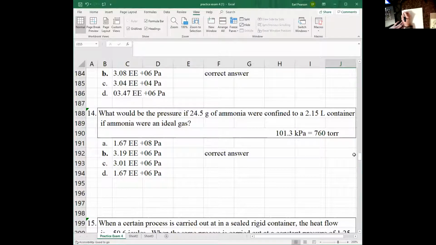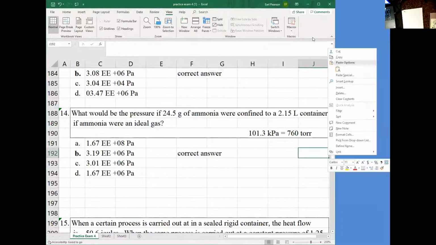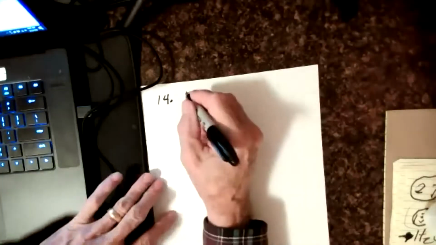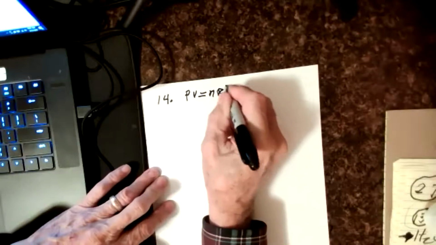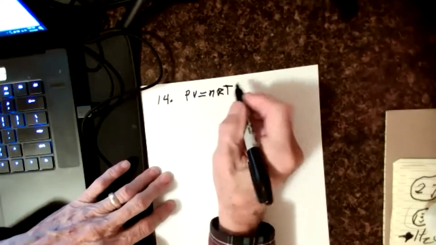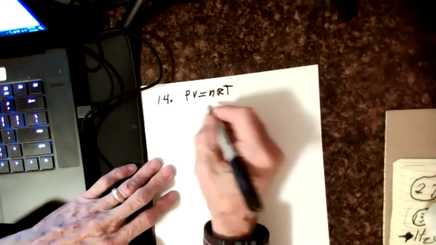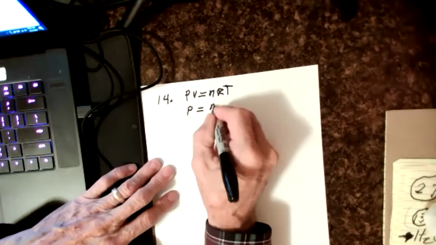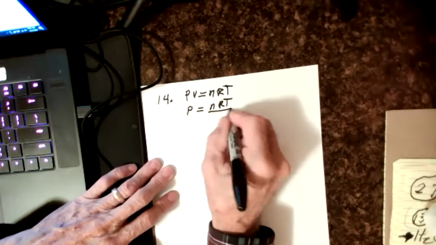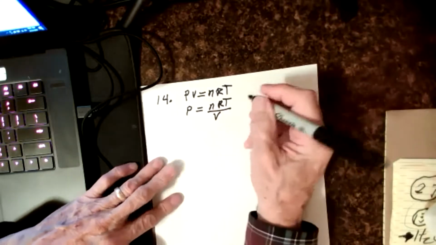Okay, number 14. We did van der Waals first. So for number 14, we want a van der Waals gas and an ideal gas now, and the equation is going to be P times V equals nRT. We asked for the pressure, so pressure is going to be nRT over V. That should be a little easier calculation than we did a moment ago.